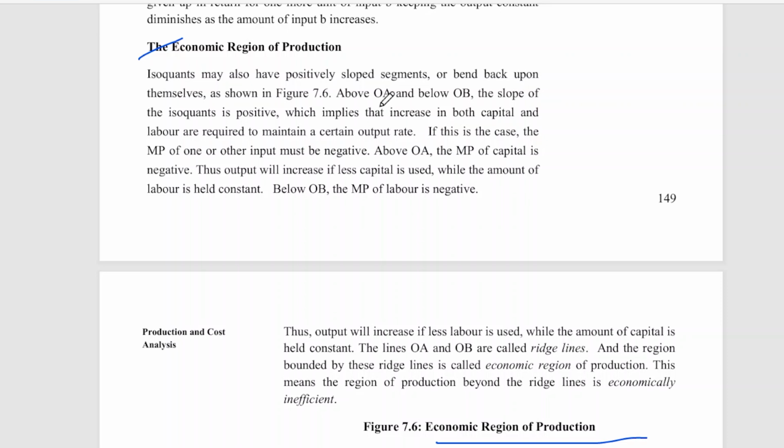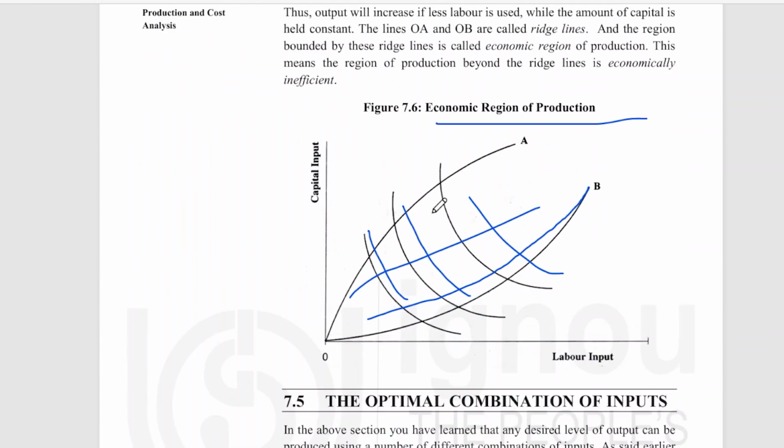Above OA and below OB, the slope of the isoquant is positive, which implies that increases in both capital and labor are required to maintain a certain output rate. If this is the case, the MP of one or the other input must be negative. Above OA, the MP of capital is negative. Thus, output will increase if less capital is used while the amount of labor is held constant. Below OB, the MP of labor is negative, like this.